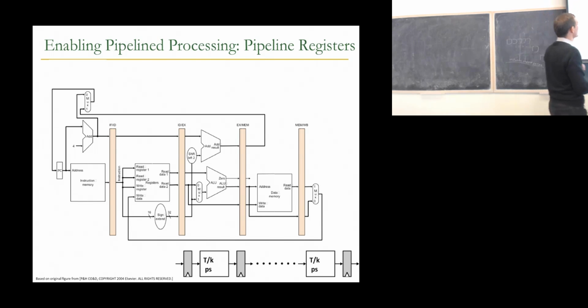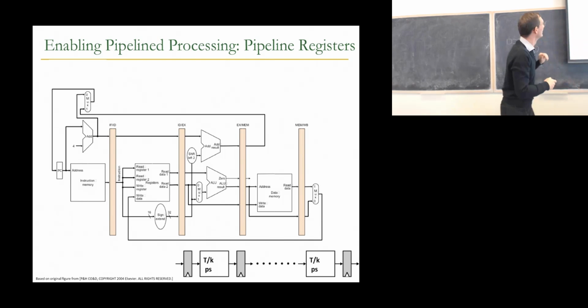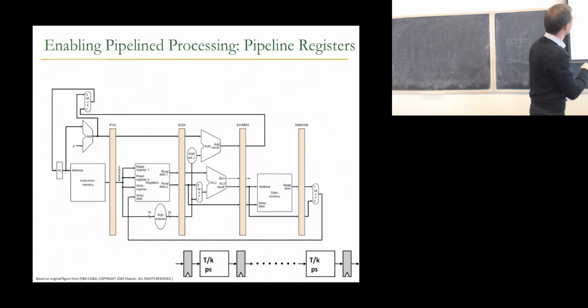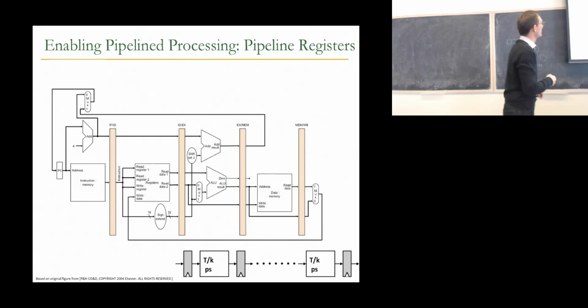That enables you to do processing in this stage independently of the processing in this stage, because this stage is using results that are latched here, and this stage is using results that are latched here, and this stage is using results that are latched here. Make sense? These are termed instruction fetch/instruction decode pipeline registers, instruction decode/execute, and so on, right? That's the terminology.